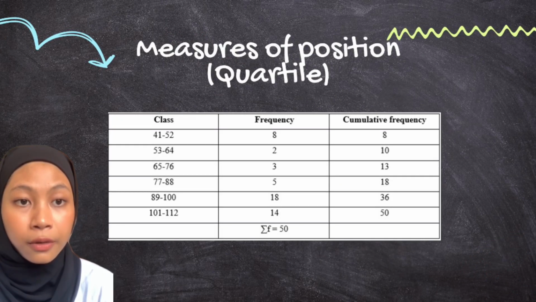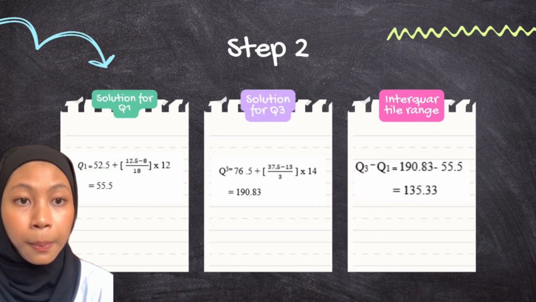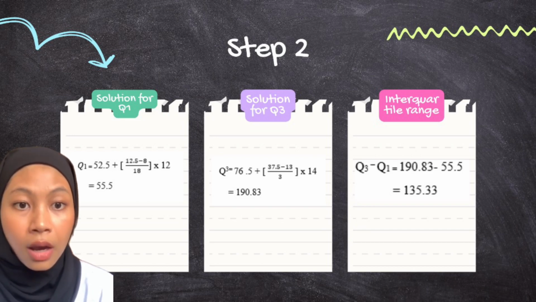And this is the table for measures of position, quartile. We have class, frequency, and cumulative frequency. This is step 2, which is the solution for Q1, the solution for Q3, and the interquartile range. For Q1, we have 55.5, and Q3 we got 190.83, and for the interquartile range, we got 135.33.